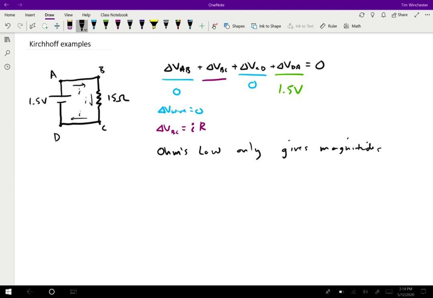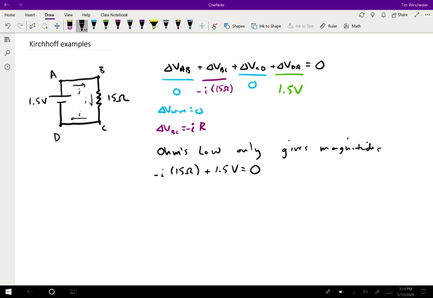So because the positive charges are going from a higher potential down to a lower potential, this change is going to be negative. So we need to include negative IR here. So delta VBC is negative I times 15 ohms. Okay, so we don't know what I is, but we do know the relationship between all of the potentials in this equation. Okay, so I can take negative I times 15 ohms plus 1.5 volts equals 0.